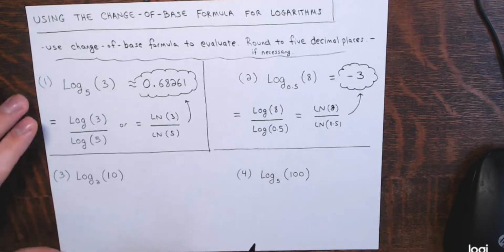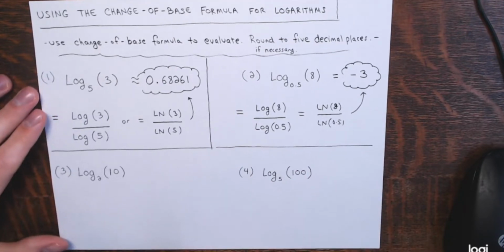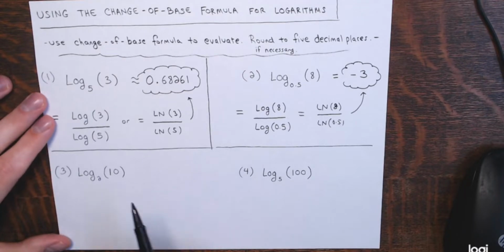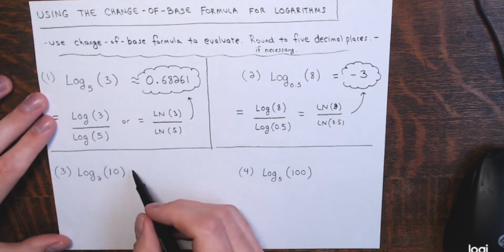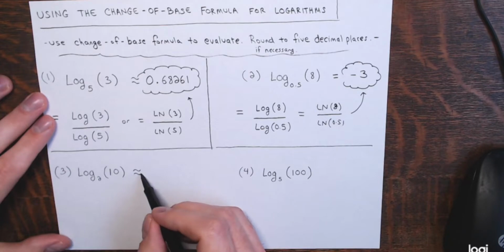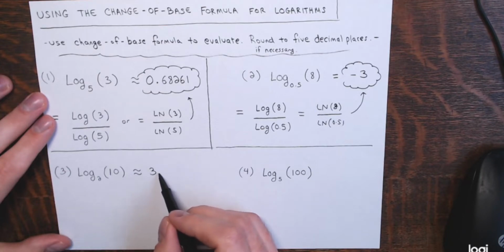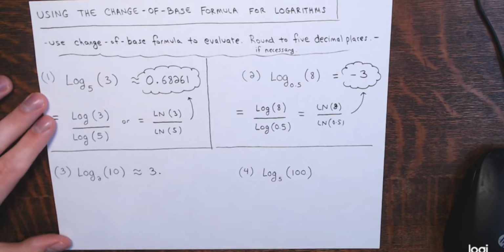Third example. Same question, same instructions. What's the log base 2 of 10? Right, 2 to what power would be 10? I can tell you right now, this is going to be 3 point something. 2 to the third is 8, and 2 to the fourth is 16, right? And 10 is between 8 and 16.